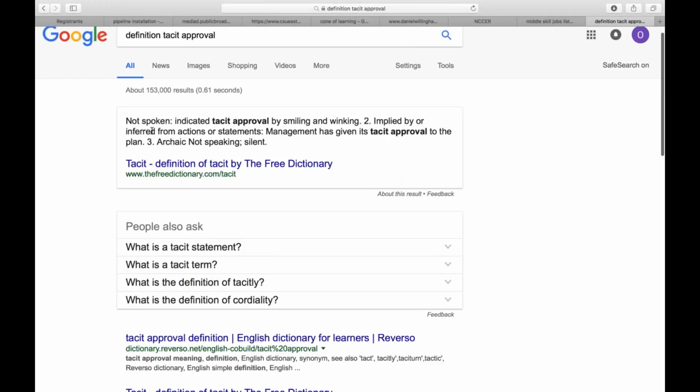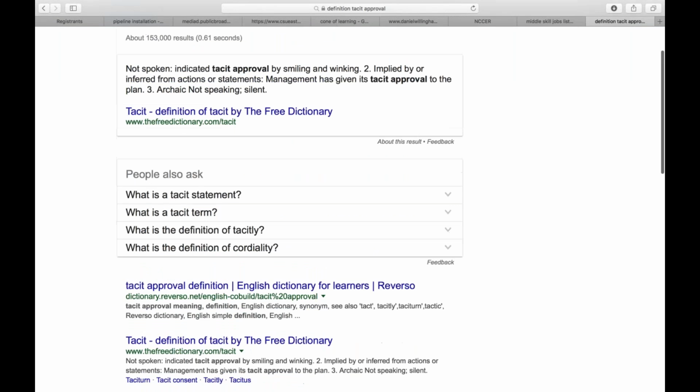So what happens is not spoken, right? It's indicated tacit approval by smiling or winking of the eye. We're going to imply or infer from statements that management has given tacit approval to the plan. So let me give you an example of that, right?